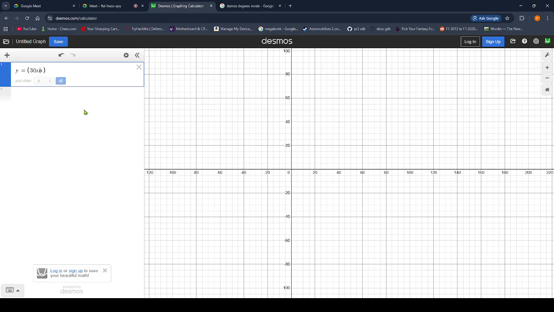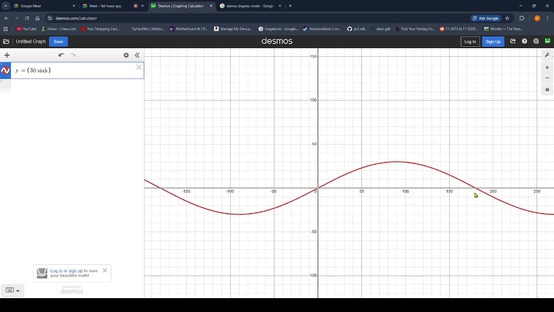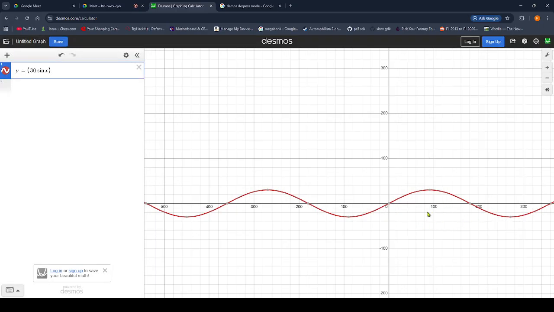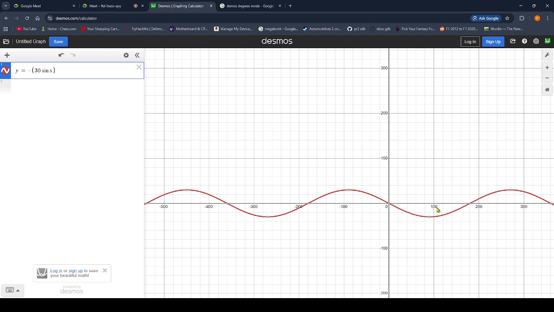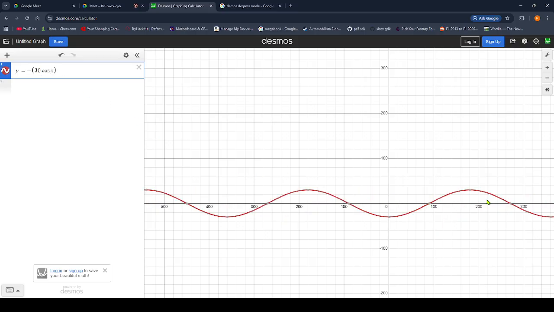So let's say you got sine. Sine hits it at 0, 180, and 360. Negative sine still hits it at 0, 180, 360. Negative cos will hit it at 90 and 270. 90, 270. Even if it's shifted, let's say the shift is by 1. Or let's say 30, right?